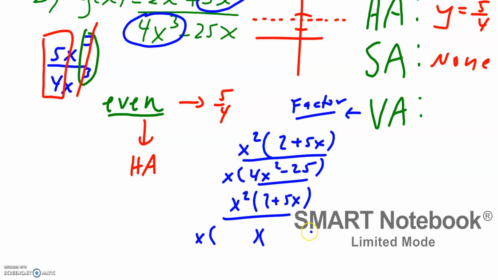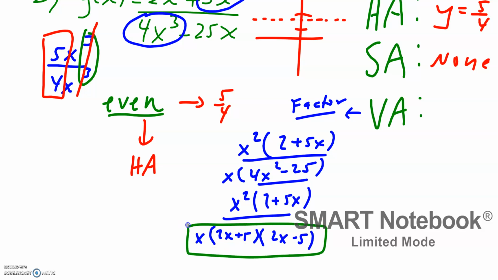Both 4 and 25 are perfect squares. So that would be 2x plus 5, and then 2x minus 5. Now, it looks like we can cross these two out, but unfortunately, they're not the same, because this is 5x and this is 2x. So what we would do is we would look at your denominator and decide what values would cause your denominator to be 0, and those would be your vertical asymptotes.